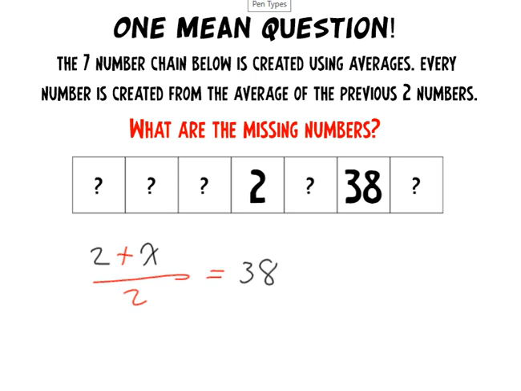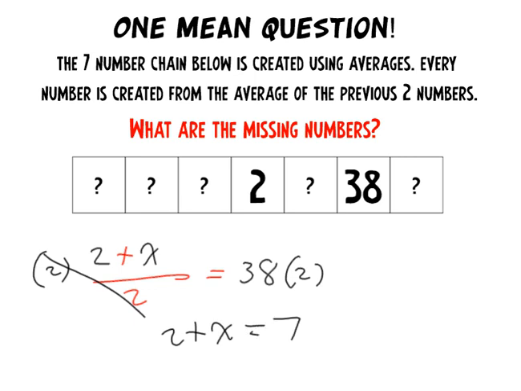The first thing we're going to do to solve for x is multiply both sides by 2. When you multiply that side by 2, instead of having half of it, you end up with 2 plus x equals 76. Then we subtract 2 from both sides and get x equals 74, which means the missing number has to be 74, because 2 plus 74 divided by 2 is 38. So of the 7 numbers, we now know 1 more of them.